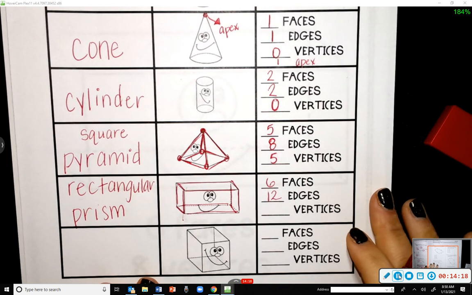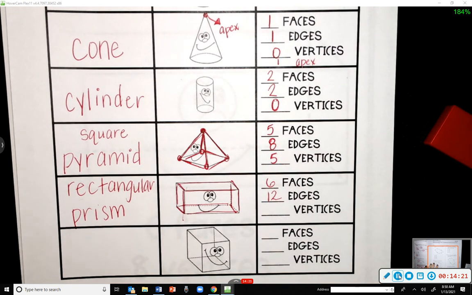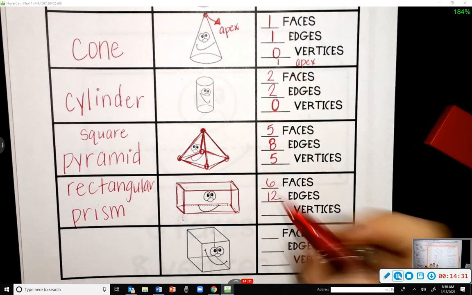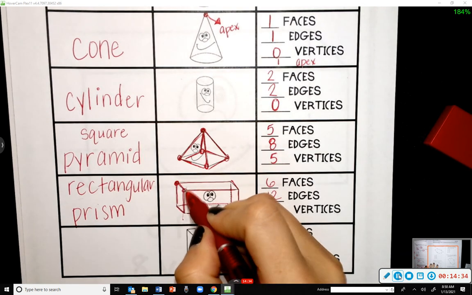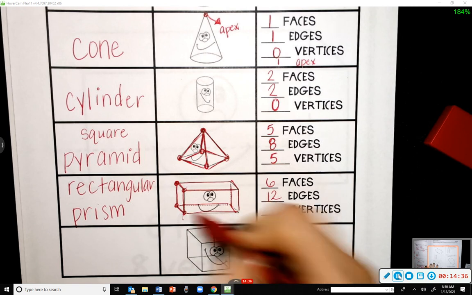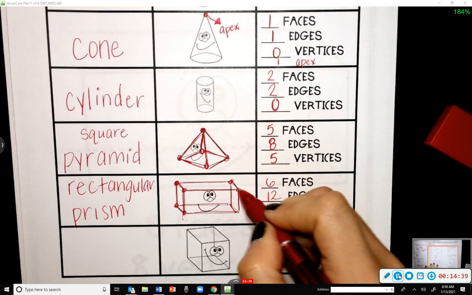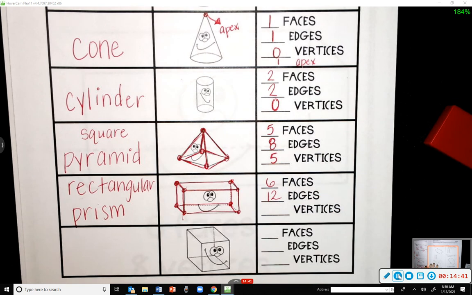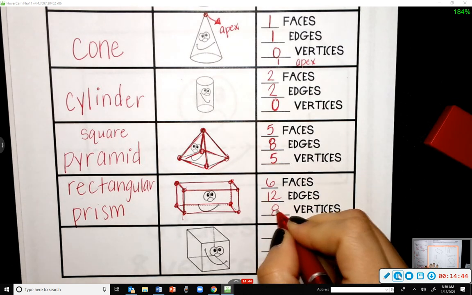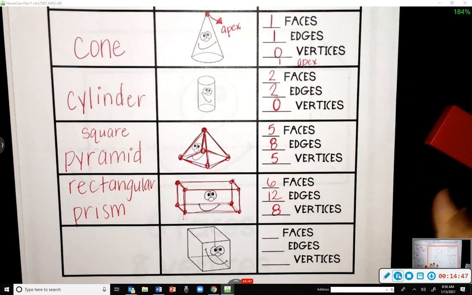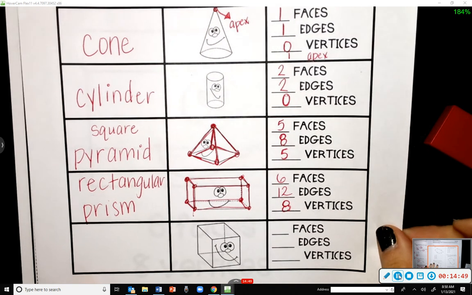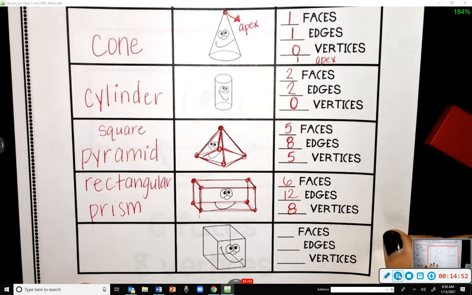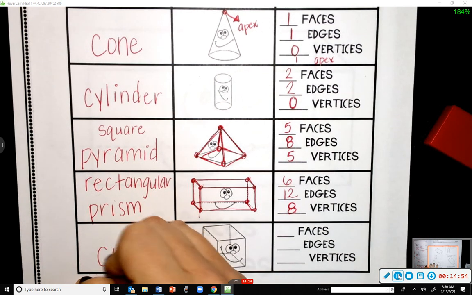Okay, vertices. Vertices, remember, are where the edges meet in the corners. So you're counting the corners. Did y'all already count that? What'd you get, Allie? 8. 8 vertices. Good. So we would count the corners. 1, 2, 3, 4, 5, 6, 7, 8. 8 vertices. Okay, and the last one is a cube.